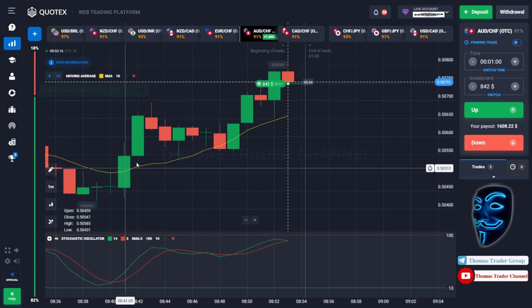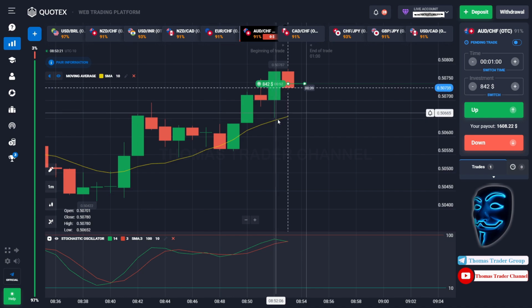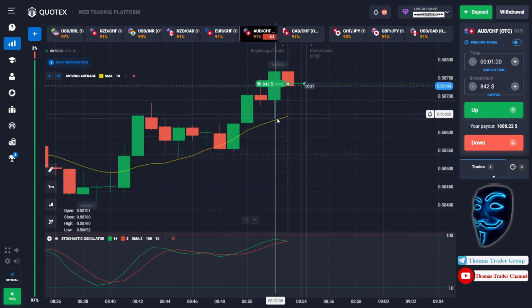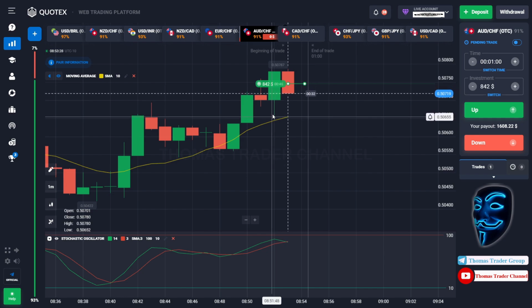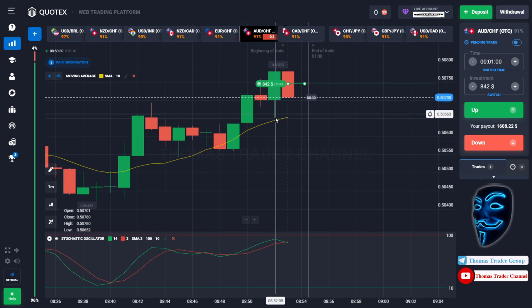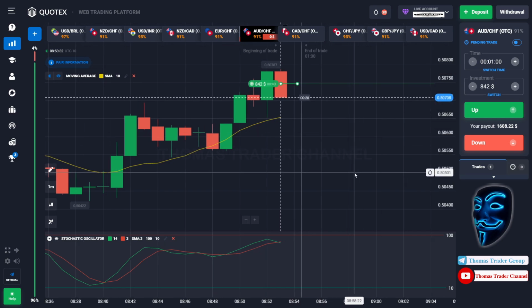As you can see, the market is going bullish. And the market has just made a rebound on the moving average line. I'm sure that the market will still continue the bullish trend. Let's prove it and let's wait till the end of our trade.